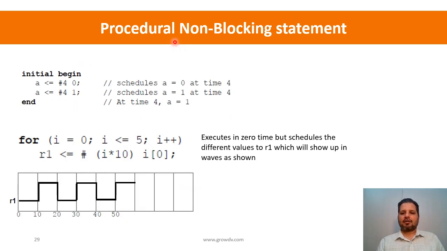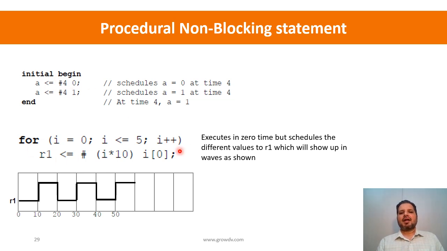Okay, so let's look at a few more examples of the non-blocking statement. In this initial block, for the same variable, we are assigning different values with the same intra-assignment delay. In such scenarios, both of them get scheduled, and since they are executing in the same block, the order will be respected, and hence the value of a at time 4 will be equal to 1. So this order gets preserved in such cases. Although it's non-blocking, the order gets preserved.